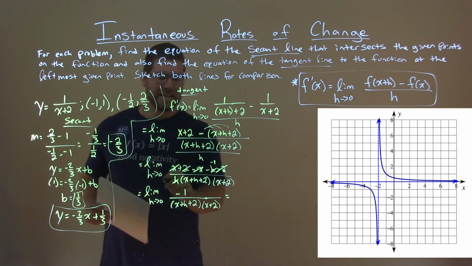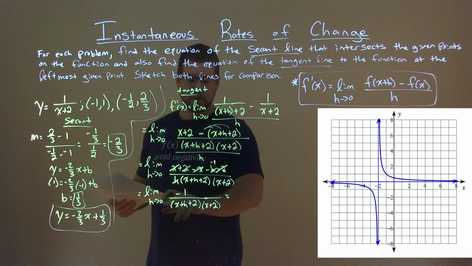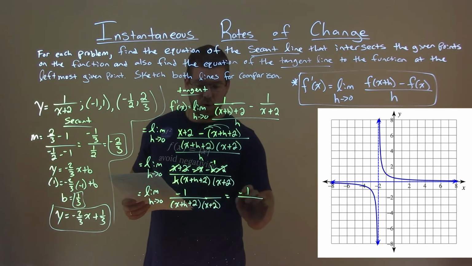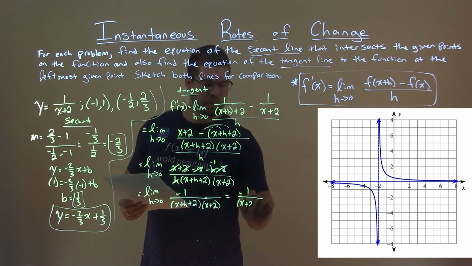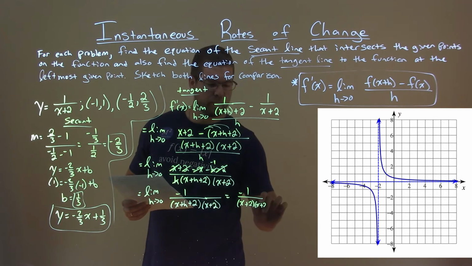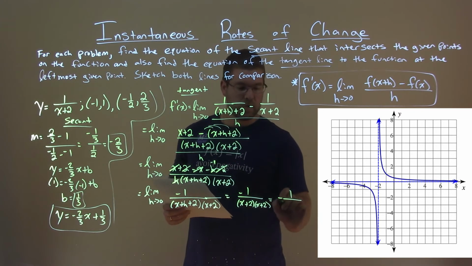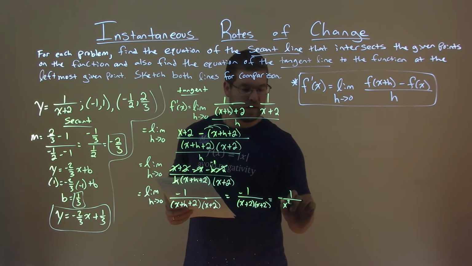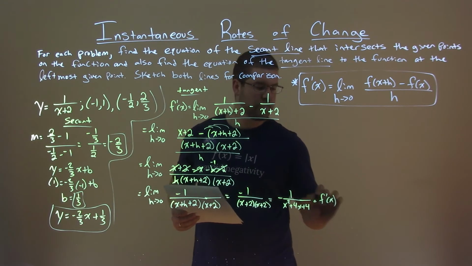At this point, we can take the limit. Taking the limit here, we can plug 0 in for h, and we have a negative 1 over, well, can't really add a 0, so we have an x plus 2 and an x plus 2. And this simplifies to be a negative 1 over, multiplying that out, x squared plus 4x plus 4. And again, that's our f prime of x.